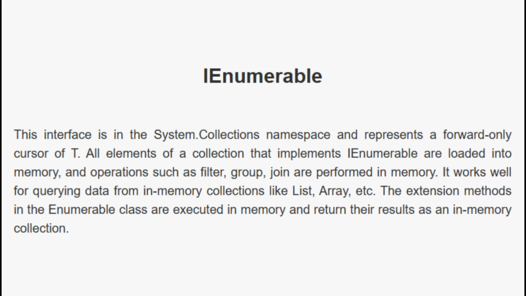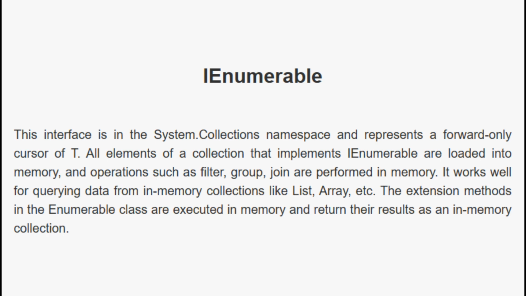IEnumerable is an interface in the System.Collections namespace that represents a forward-only cursor of T. All elements of a collection that implements IEnumerable are loaded into memory, and operations such as filter, group, and join are performed in memory. It works well for querying data from in-memory collections like List, array, etc. The extension methods in the Enumerable class are executed in memory and return their results as an in-memory collection.